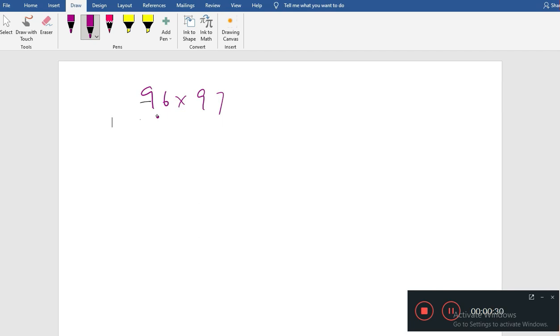Now for each of these we have to take the number which is closest to 96 and 97, and that is 100. That is the reference number. Previously for single digits we took the reference number as 10, and now we are taking the reference number as 100. The same procedure: Step 1, 100 minus 96 is 4, and 100 minus 97 is 3. Below 96 we write 4, and below 97 we write 3.